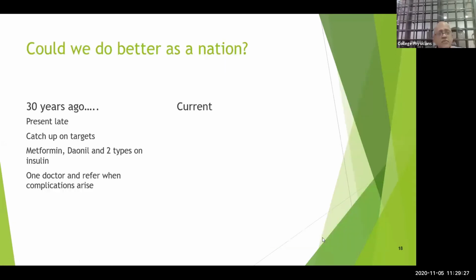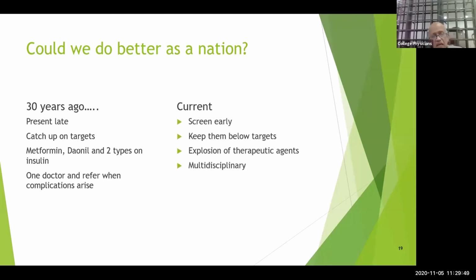So 30 years ago, in the way we were managing diabetes, patients tended to present late, and then we were always catching up on targets. We only had metformin, daonil, and 2 types of insulin, managed by one particular doctor, and then they referred when the complications arose, usually when it was too late.